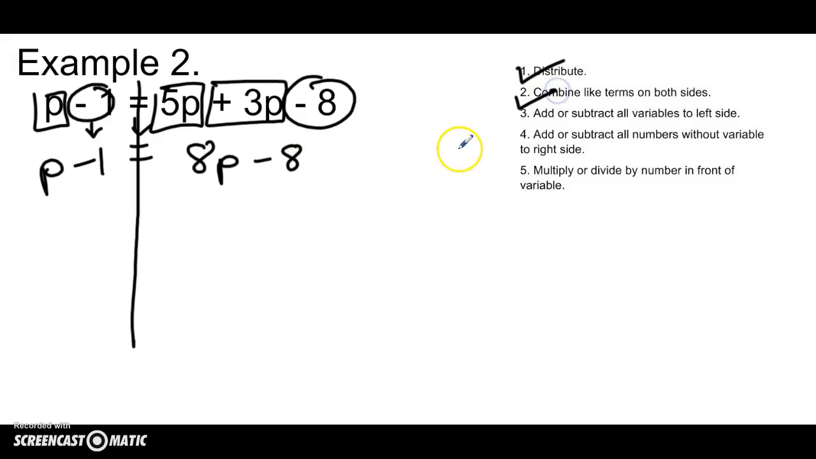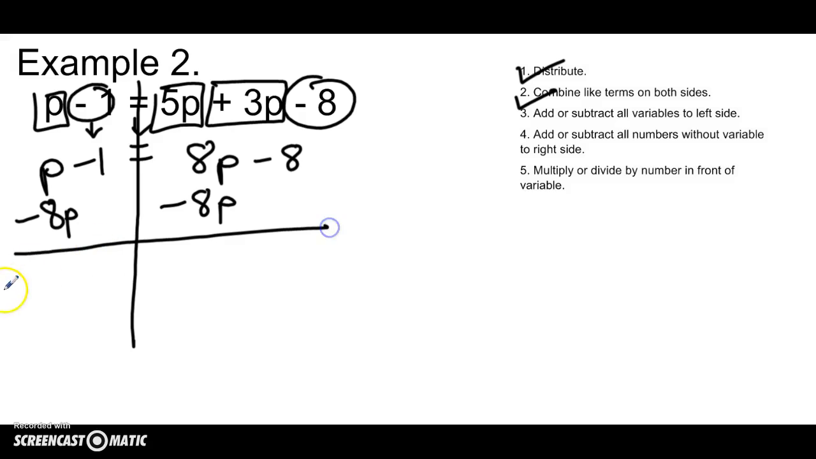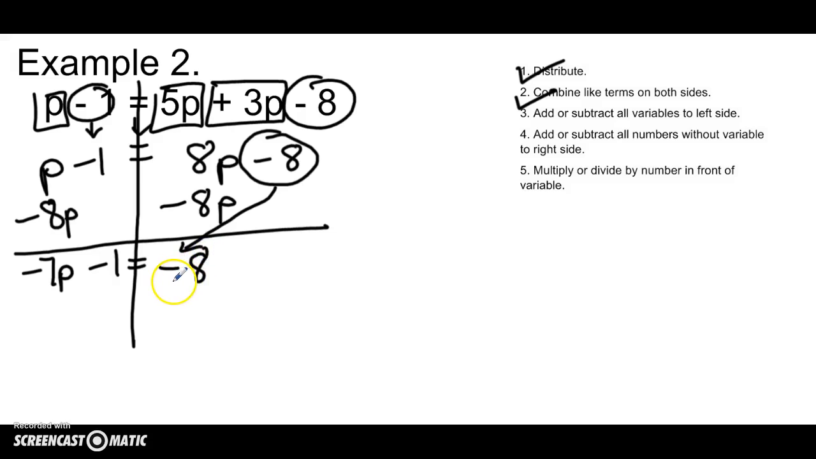Step 2, check. Step 3 says to add or subtract all variables to the left side. I only have an 8p on my right, so I'm going to subtract this over. Minus 8p, minus 8p. I'll be left with negative 7p minus 1 equals. Now be very careful. Right here, I have a minus 8 or a negative 8. So when I bring it down, I need to be sure that I bring the negative sign with it.